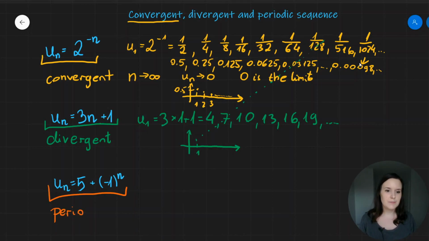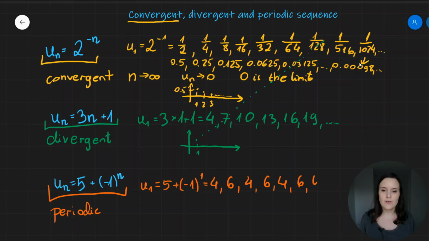Why is it periodic? Well, I will list it and then you will see. u1 is 5 plus minus 1 to the power of 1, which is 4. u2 is 5 plus minus 1 to the power of 2, which is 6. u3 is 4. u4 is 6. 4, 6, 4, 6. That's how it goes. It means it's periodic. It repeats. The period is 2 because the pattern repeats every 2 terms. Another example would be 156, 156, 156. This one is periodic as well, and the period is 3.